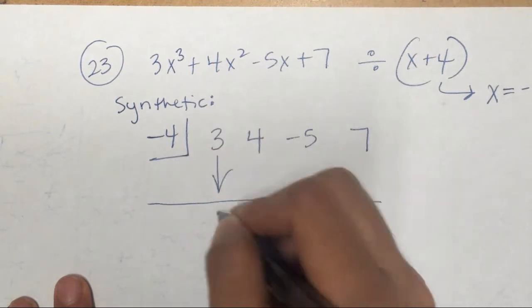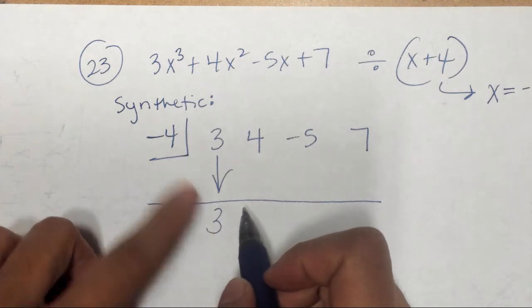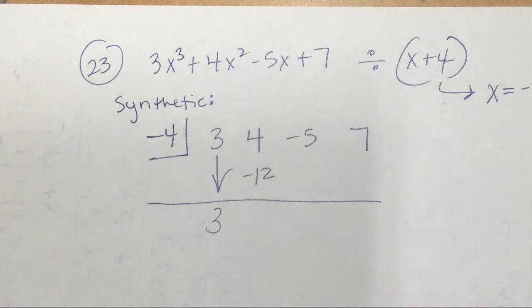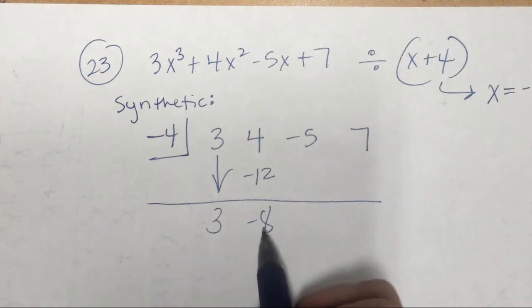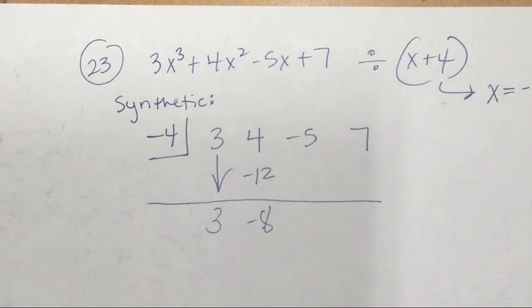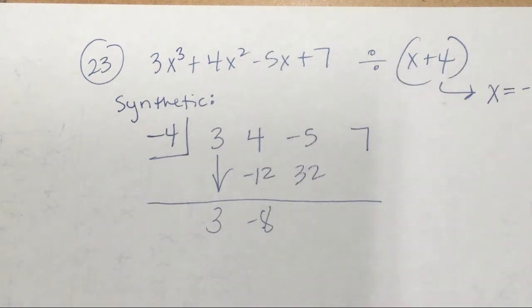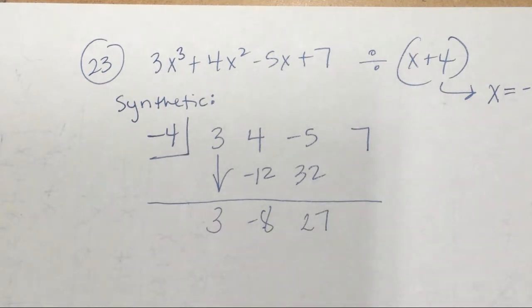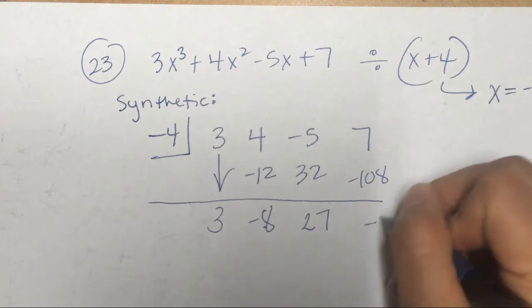I'm going to bring down the 3, and then you're going to multiply. When you're diagonal, you multiply. So 3 times negative 4 is negative 12. Vertical, you add. So 4 minus 12 is negative 8. And then multiply again. Negative 8 times negative 4 is 32. It's going to be positive. 32 minus 5 is 27. And then multiply 27 times negative 4 is negative 108. And then 7 minus 108 is going to give you negative 101.